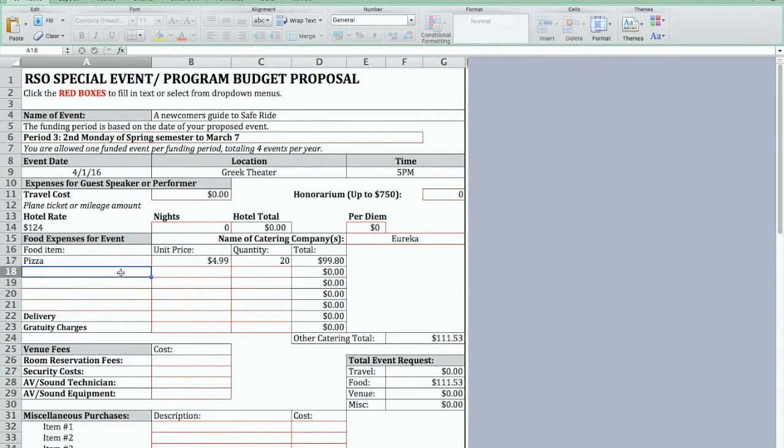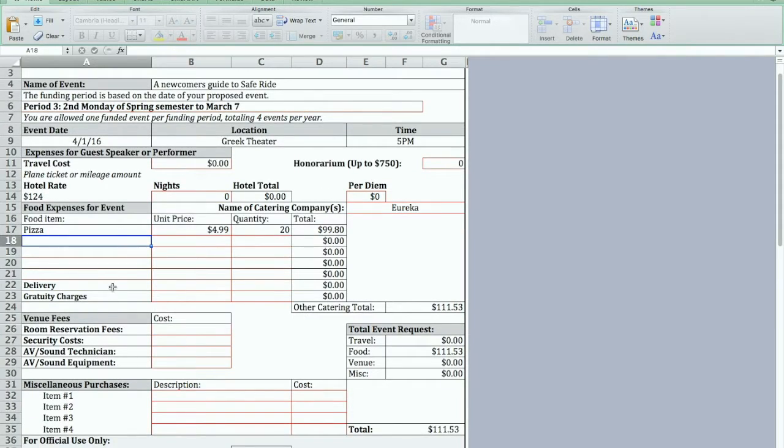Okay, and then let's see what else. No delivery or gratuity charges because we're going to pick those up. Let's say that reserving the Union Theater is going to be $200. As you can see, it shows your total catering, how much travel, food, venue, miscellaneous. Let's put paper plates at $20, and we'll also add some honorarium for our speaker. Let's say $300.